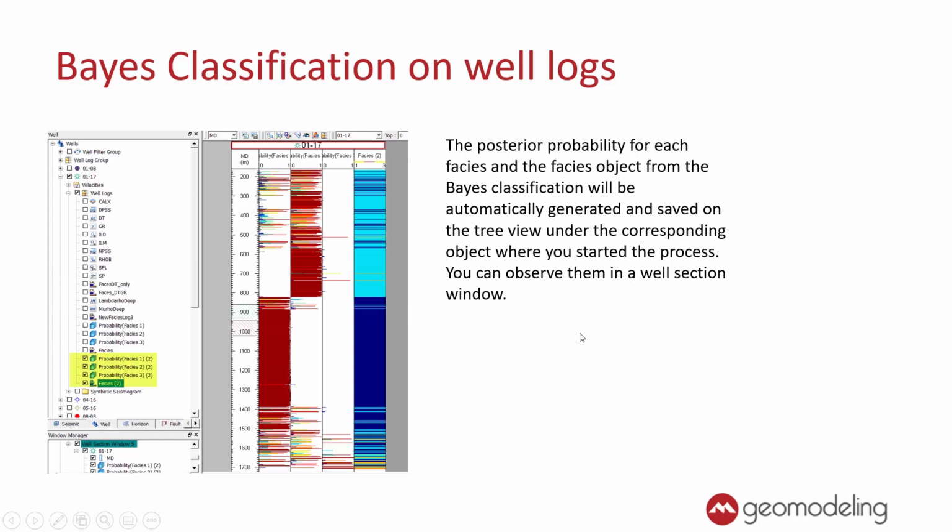The posterior probability for each facies and the facies object from the Bayes classification will be automatically generated and saved on the tree view under the corresponding object where you started the process. You can observe them in a well section window.